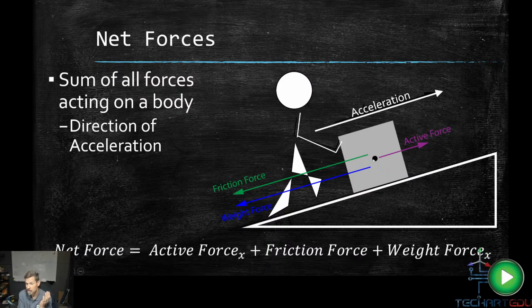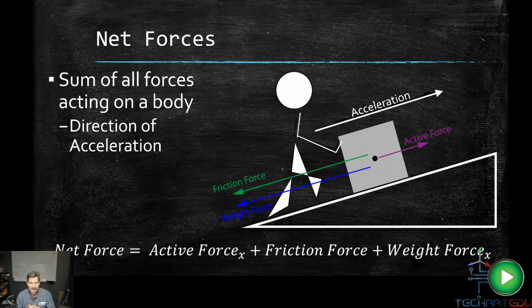And because we're dealing with just the stuff that's parallel with acceleration, we don't deal with the vertical component of the weight. So therefore we're just dealing with the horizontal or the parallel version of the weight force. So in this situation, our total net force is the active force added with the friction force added with the weight force. Notice that these two arrows are pointed in the opposite direction. So whether they cancel out each other, I don't know. It depends.